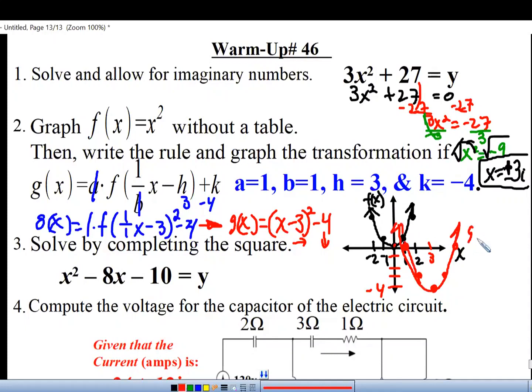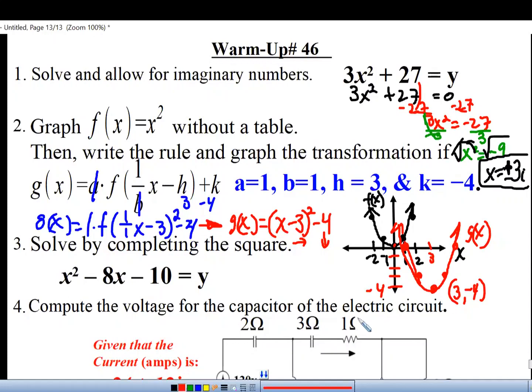That's g of x. And just to point out, what's the new vertex now? The vertex is at 3, negative 4. And obviously, if you look at the parameters, where do we get that from? All right, hopefully you see it.